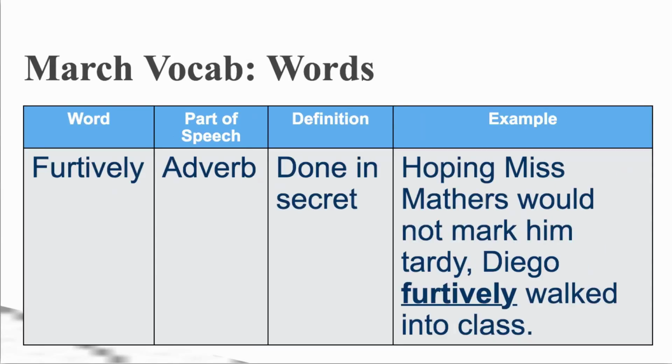Furtively is the next one. This is an adverb, which means it describes how you complete a verb, how an action is taking place. So this means something is done in secret. The example, inspired by Diego Duke, hoping Miss Mathers would not mark him tardy, Diego furtively walked into class. So with an adverb, it comes before a verb. In this case, the verb is walked.